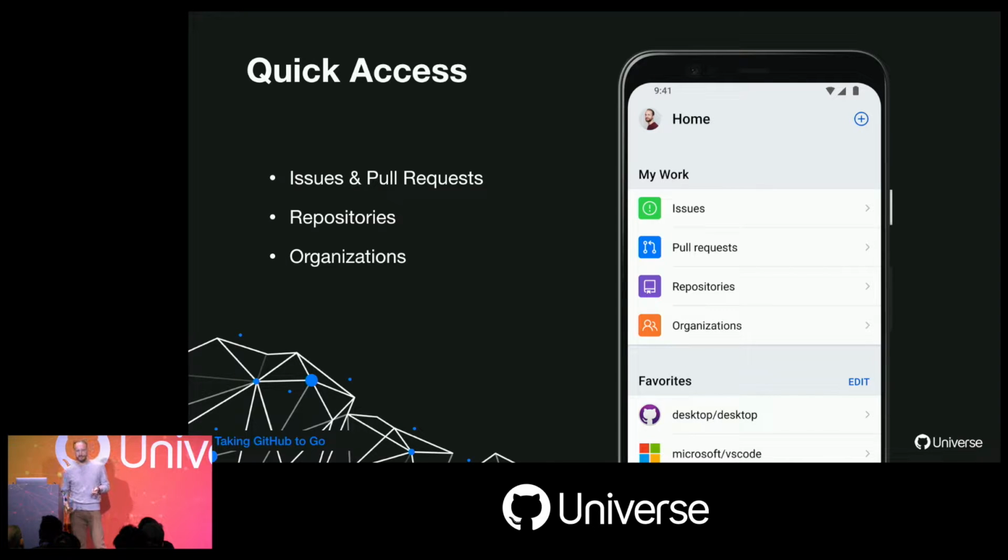So for quick access, we've done a few things. On the home screen, you'll notice this top section called My Work. Here we have issues and pull requests. These will be things that you were assigned to, you created, even pull requests where someone's requested your review. Beneath that will be your top repositories that you interact with and contribute to. And at the very bottom are organizations that you belong to. This way, you can just open the app and tap into stuff.